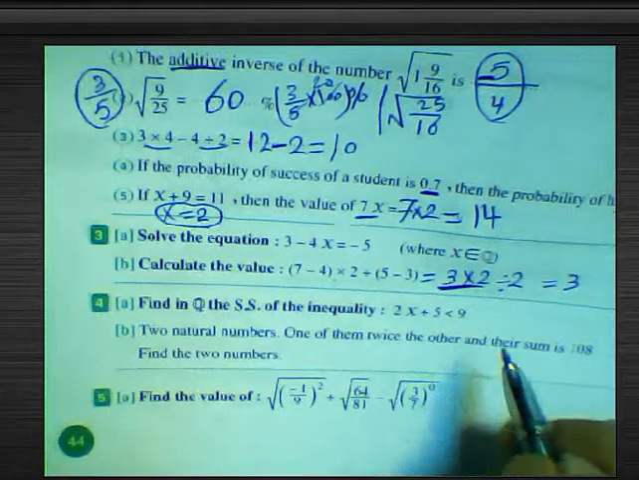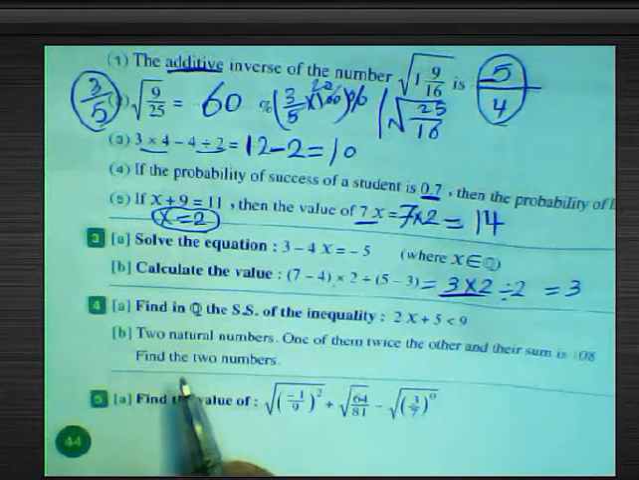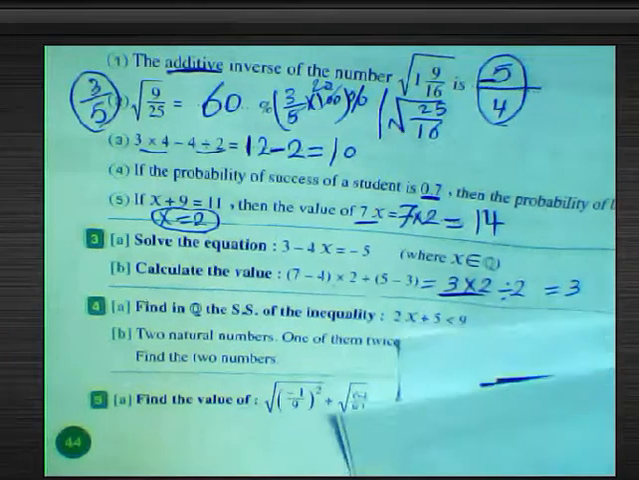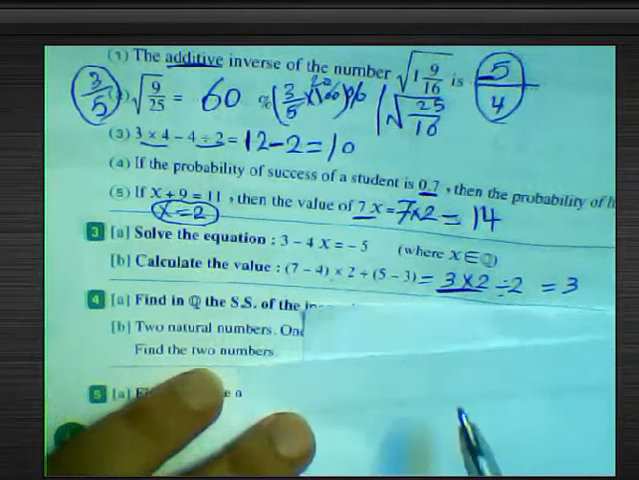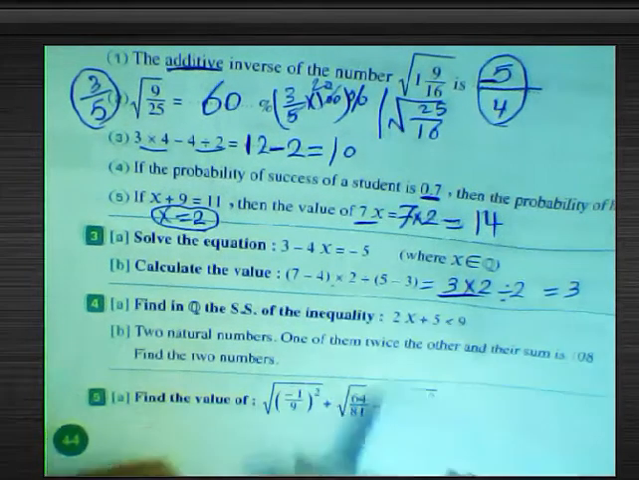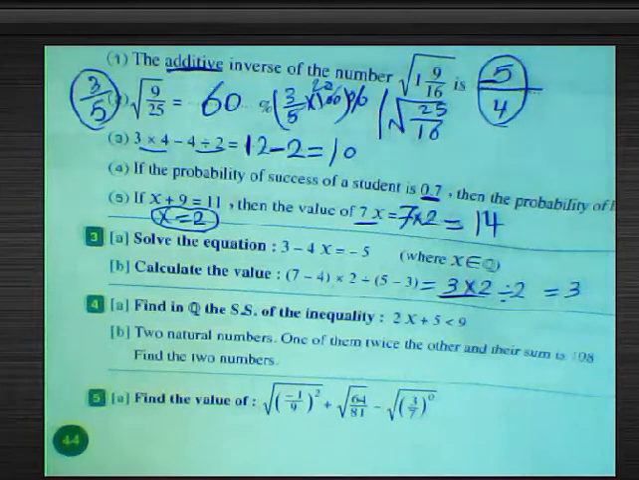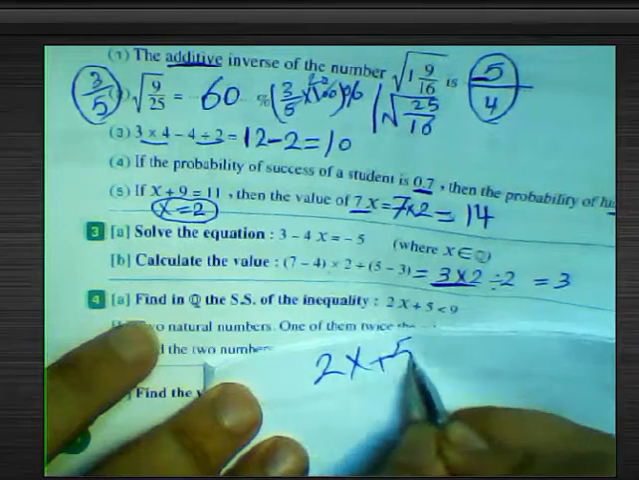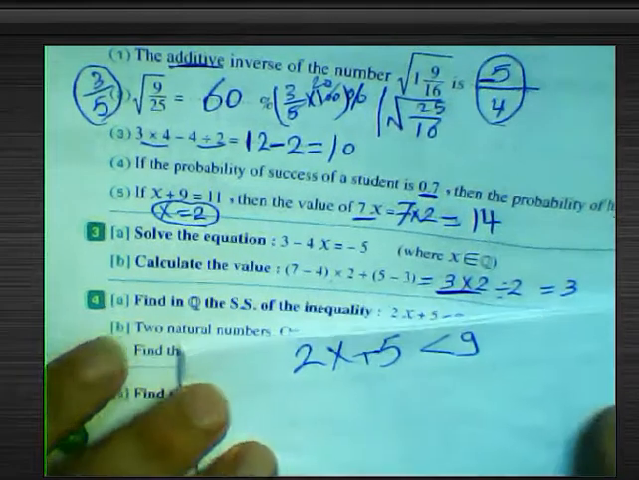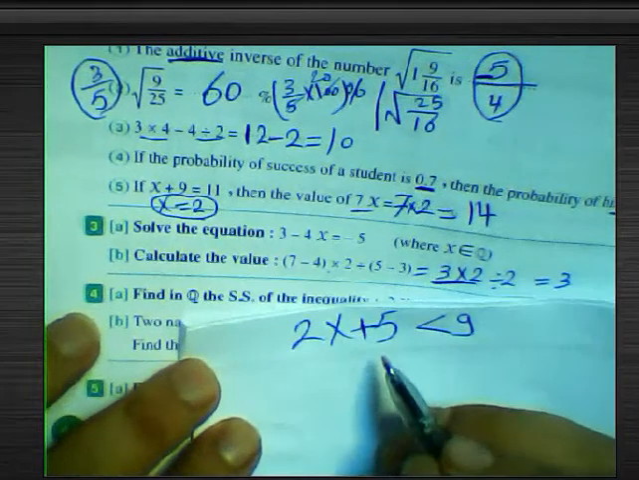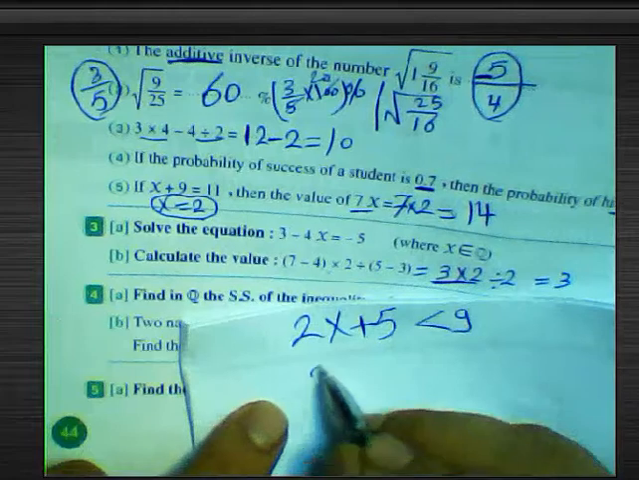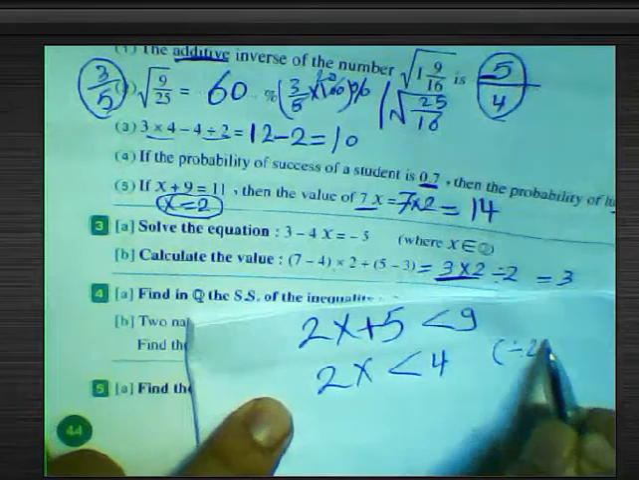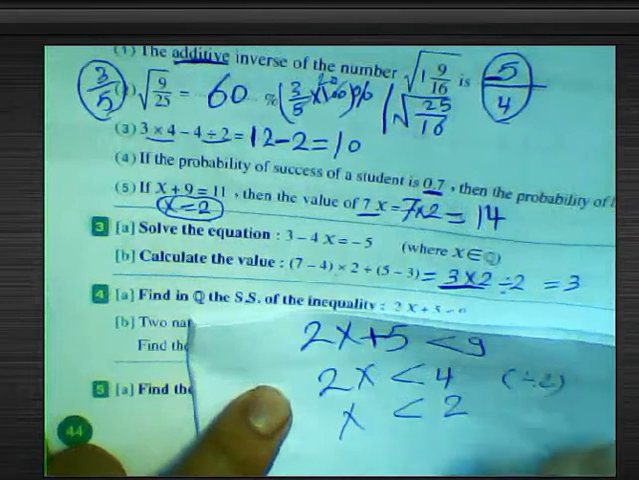Okay. Find in Q the solution set of the inequality 2x plus 5 less than 9. It's an inequality. Let's look at this step here on the paper. 2x plus 5 less than 9. We can move 5 from the left-hand side to the right-hand side. So 2x less than 9 minus 5 equals 4. We can divide it by 2. So x will be less than 2.